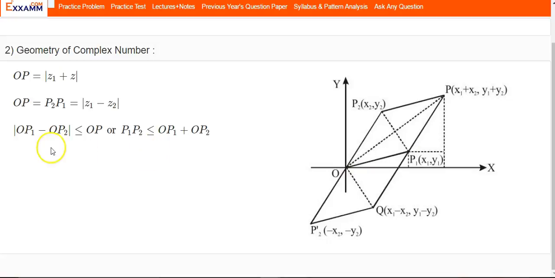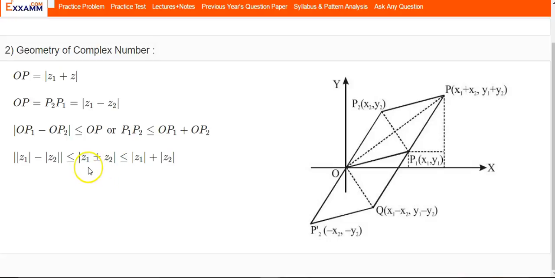So we get this from triangle inequality, and from this we can simply write, if we replace OP1, the value is here, then OP1 is modulus of z1, OP2 is modulus of z2. So we put it here, and OP is equal to modulus of z1 plus z2, and P1P2 is modulus of z1 minus z2.